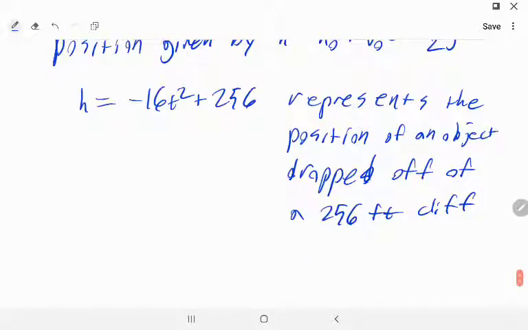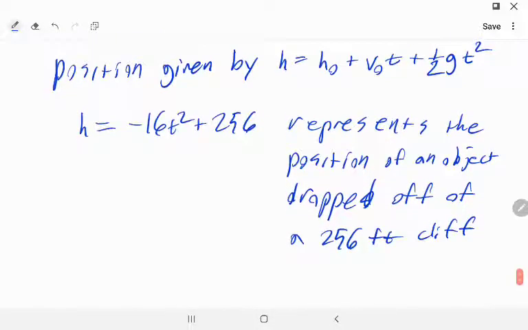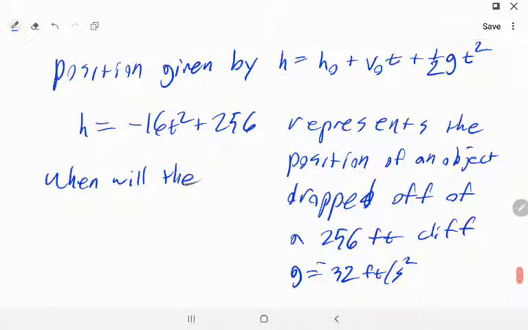Because we know the acceleration of gravity, so g in this case is equal to 32 feet per second squared. We don't actually need to know that for our purposes for this class, but we should say negative 32 feet per second squared, and so that's going to give us the 1/2 gravity, which gives us negative 16t squared. And so we might ask, when will the object hit the ground?